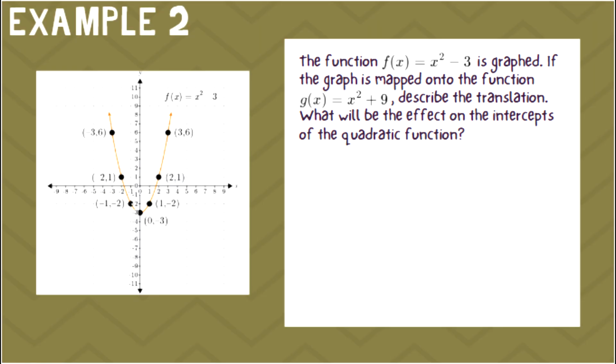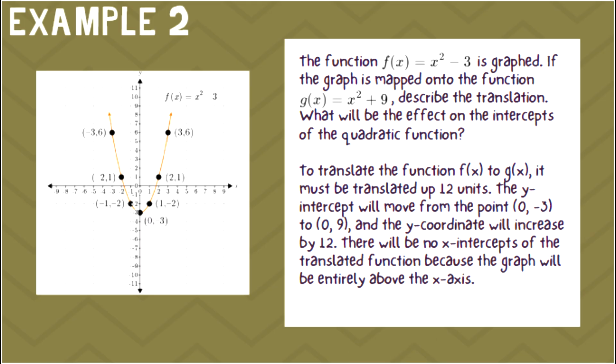Here's example 2. The function f of x is equal to x squared minus 3 is graphed. If the graph is mapped onto the function g of x is equal to x squared plus 9, describe the translation. What will be the effect on the intercepts of the quadratic function? We're starting with a translated one, and then we're going to another translated one. What's going to happen to it? To translate the function f of x, which is here, to g of x, it must be translated up 12 units because we're going from negative 3, which is right here, to positive 9, which is right here.